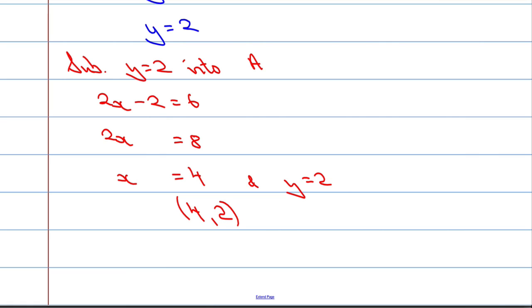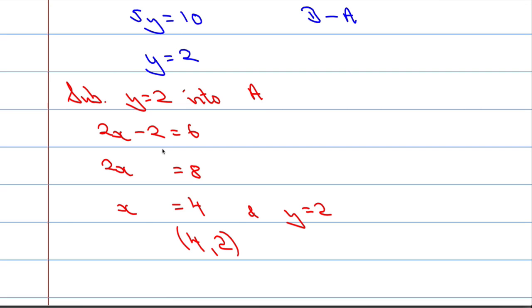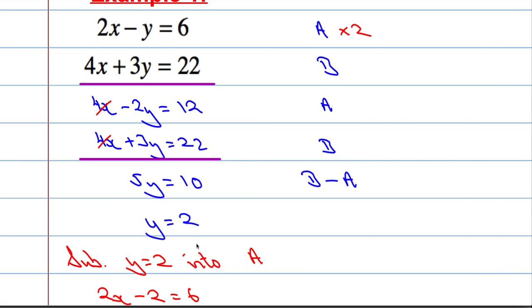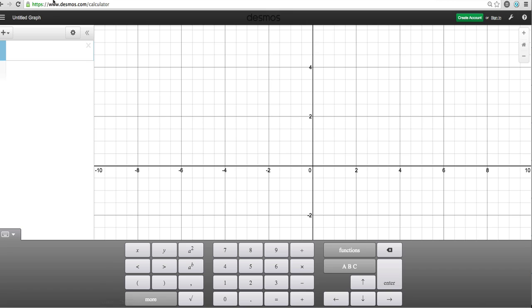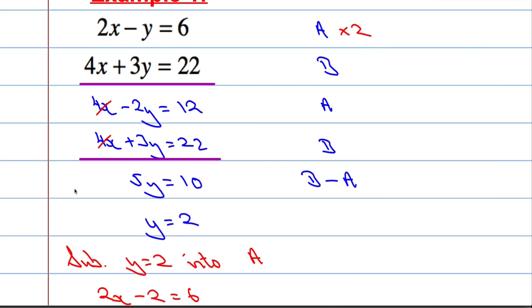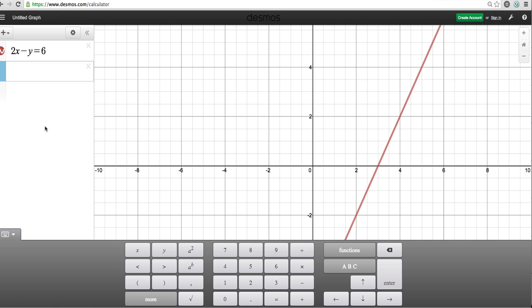And I'm just going to bring up Desmos here to show you that we found the point of intersection between two lines, and that point will be 4, 2. So if you go to Desmos, the first equation was 2x minus y equals 6. So put that in. And the second equation was 4x plus 3y equals 22.